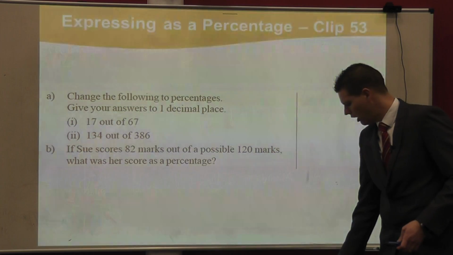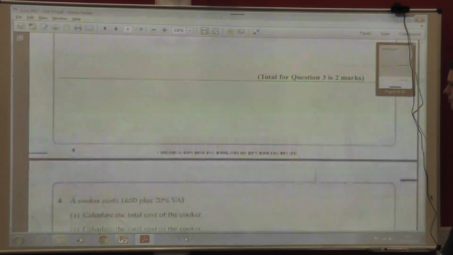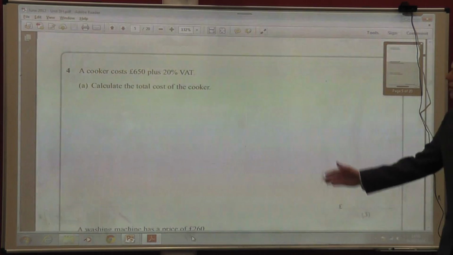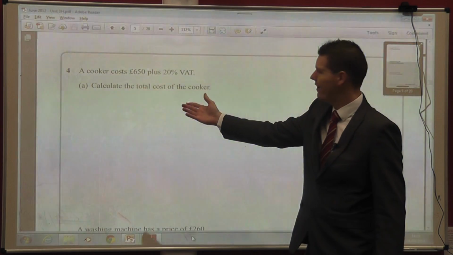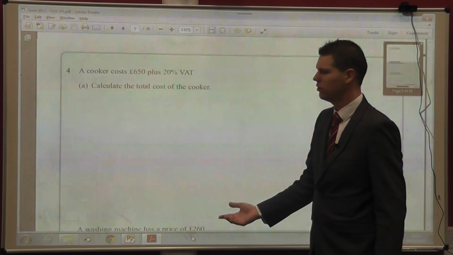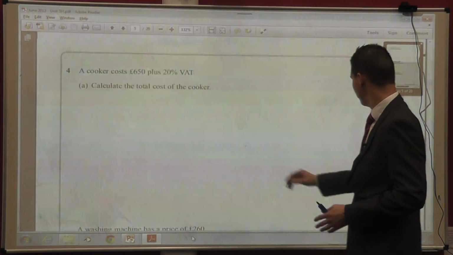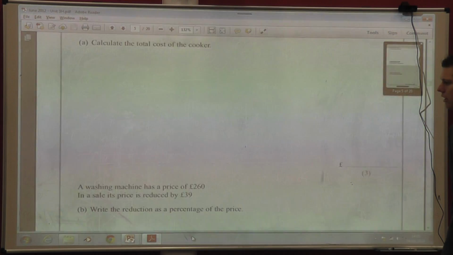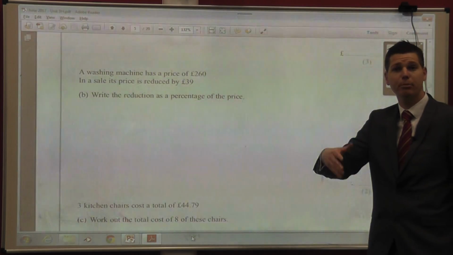The next question we've got, it starts off, and I'm not going to bother going over this again with you because you should know how to calculate 20% of 650 pounds and then add it on because you've got a calculator, you can do that calculation. So I'm not going to worry about that, but that's 3 marks for doing that skill. I am going to focus on this idea of how to write one number as a percentage of another.